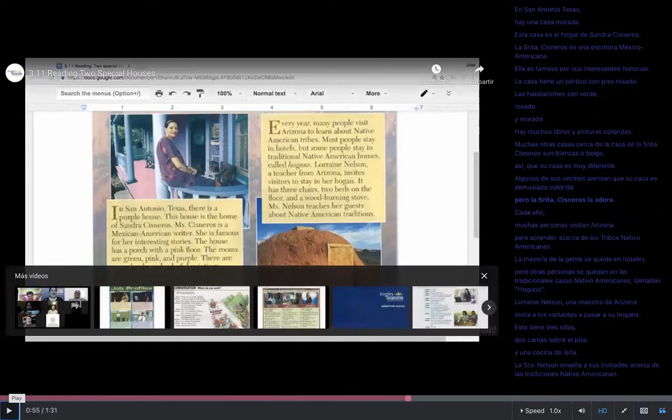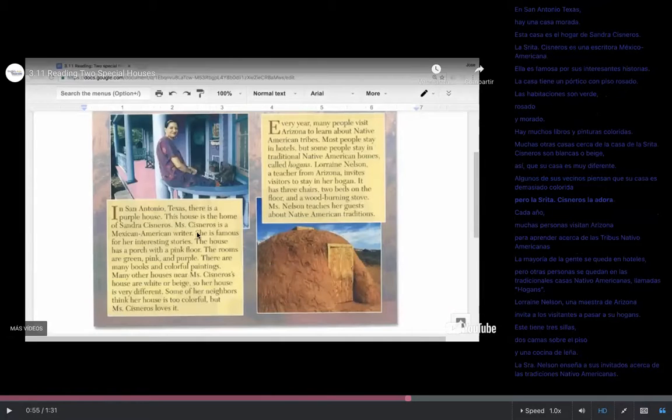Cisneros loves it. Okay. Si se fijan, aquí el nombre de ella es Sandra Cisneros, pero como es mujer, le dicen la señora. Entonces, Miss Cisneros. Si fuera hombre, sería Mr. Cisneros. Pero como es mujer, es Miss. Okay? Miss Cisneros. ¿Alguna otra palabra de aquí? Por ejemplo, colorful or porch. Neighbors.